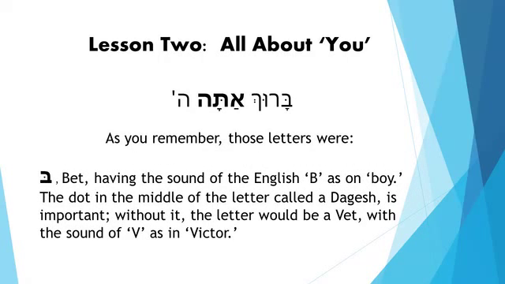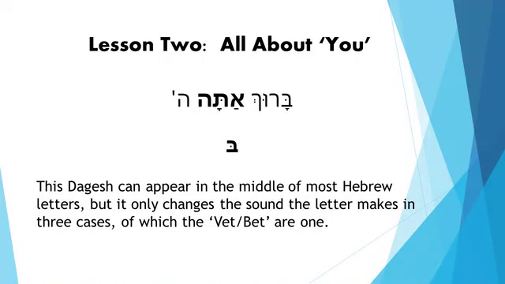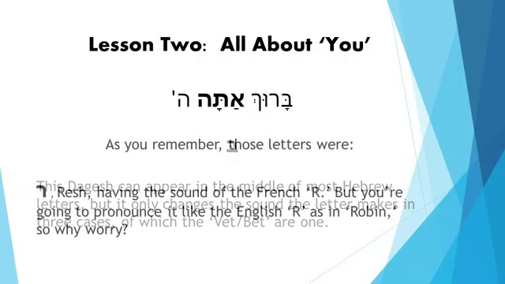As you remember, those letters were Bet, having the sound of the English B as in boy. The dot in the middle of the letter, called a dagesh, is important. Without it, the letter would be a vet, with the sound of V as in Victor. This dagesh can appear in the middle of most Hebrew letters, but it only changes the sound the letter makes in three cases, of which the vet bet are one.